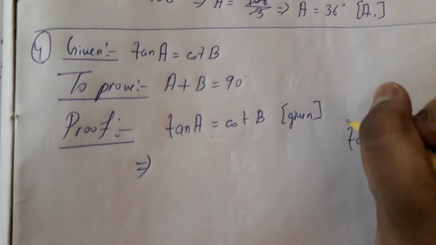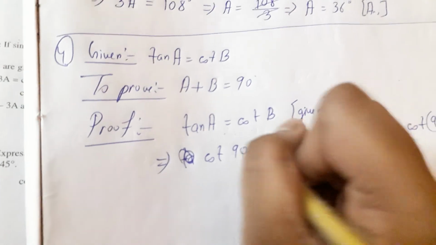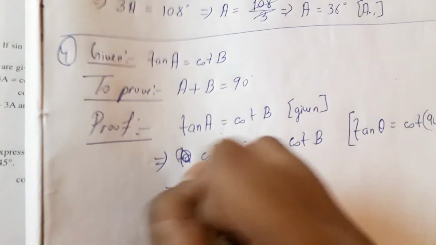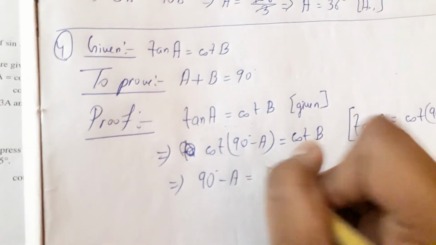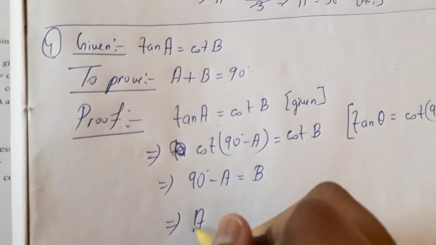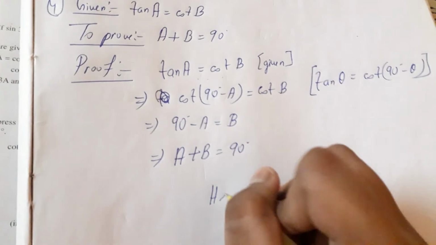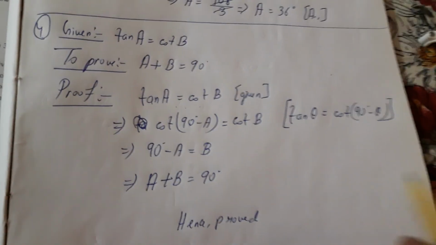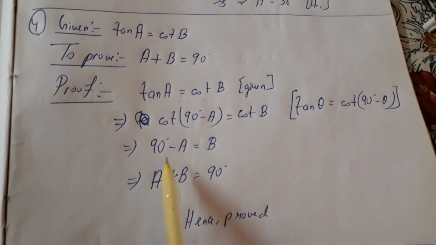Always you have to write the reason. Okay, so tan A will be cot 90 degree minus A. Okay, now see, which is equals to cot B. Now on equating both the sides, we will get 90 degree minus A equals to B. Now see, A will be here, so A plus B is equals to 90 degree, hence proved. Okay, see, you have to apply this formula. Okay, then you will get this.